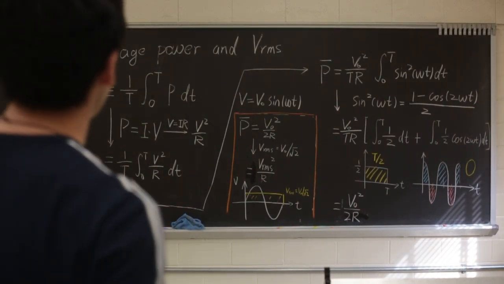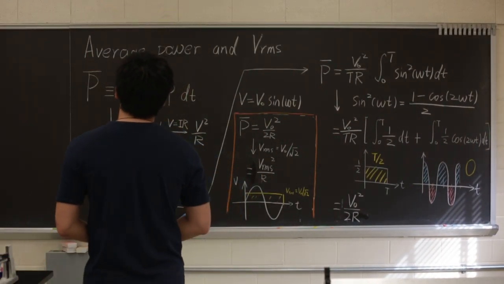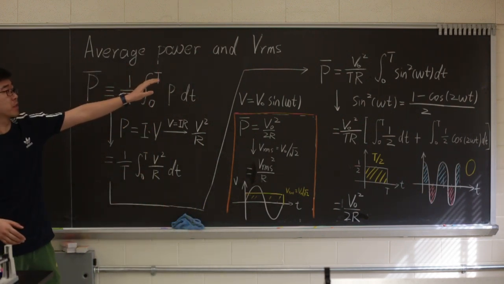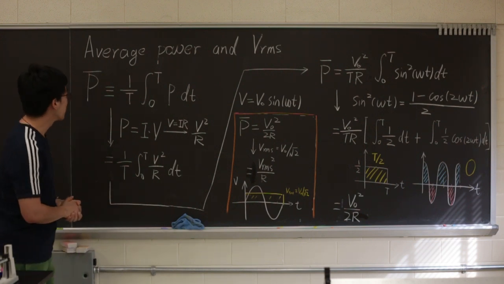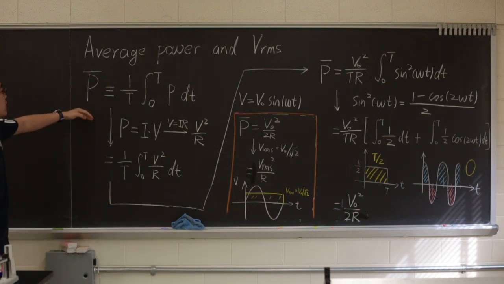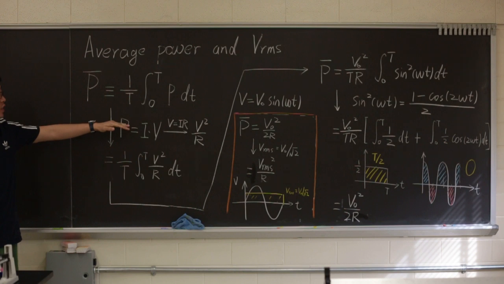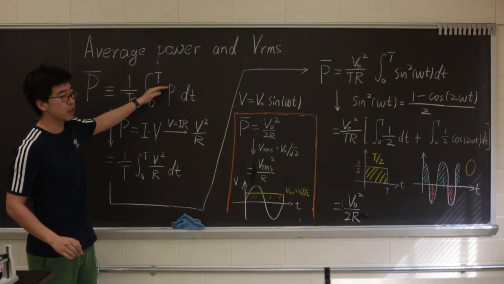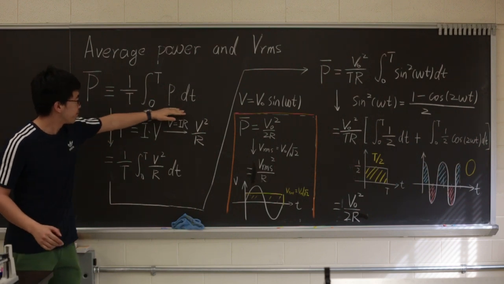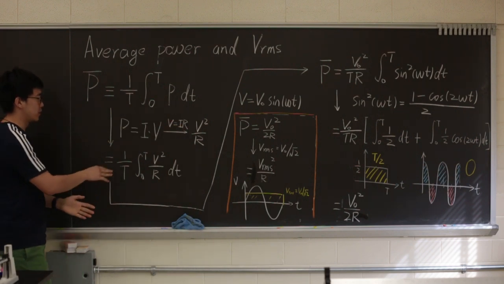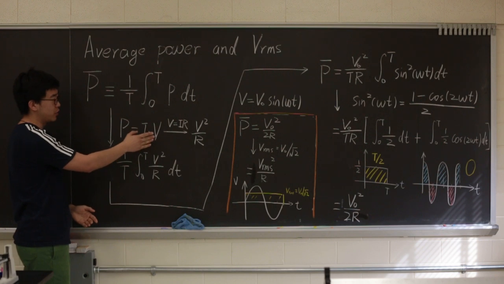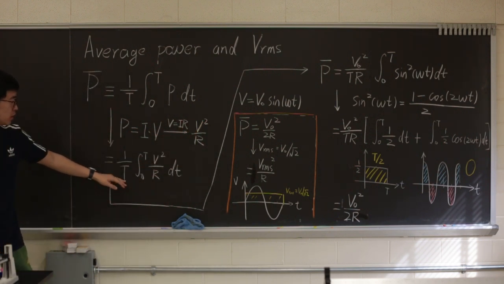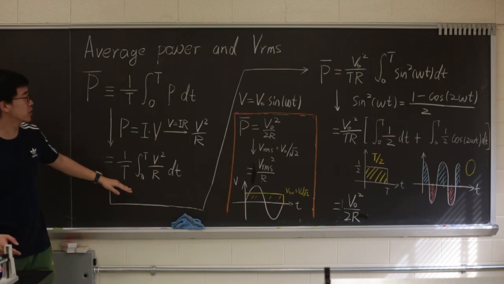Okay, with the knowledge of integral, now we can talk about average power and root mean square voltage. The definition of the average power will be 1 over T and integrate from 0 to T, like a period, over time. And we know that P equals IV, and using Ohm's law, we end up having V squared over R. Plug it in, we get this.